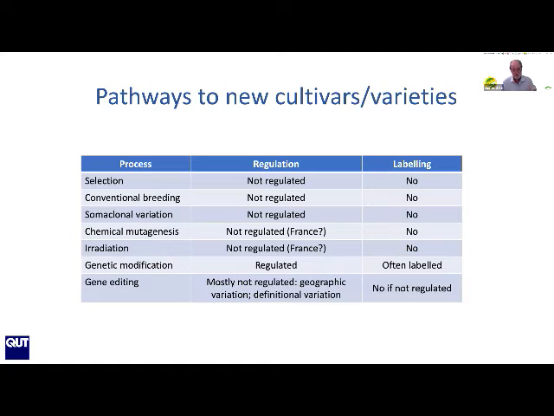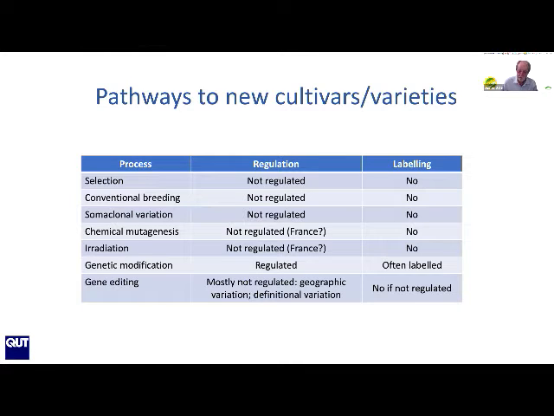So we're not quite sure where that's going. That's particularly in the European Union. Not a lot more has been said about that, but we just have to keep that in mind. So genetic modification is regulated, and in many instances it's labelled. For gene editing, at the moment, because it's a relatively new technology, not all geographic regions have decided how they're going to go with this.